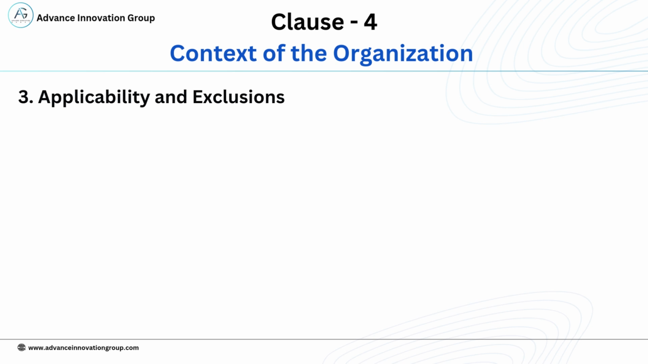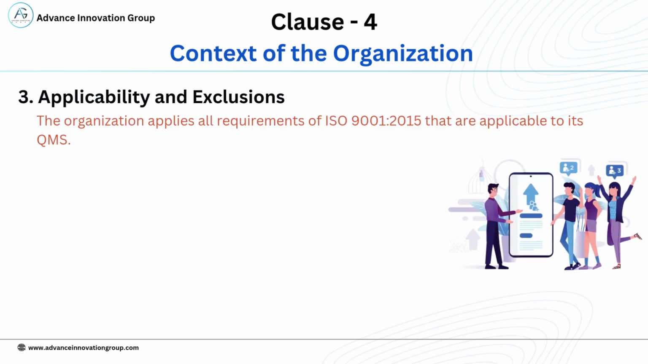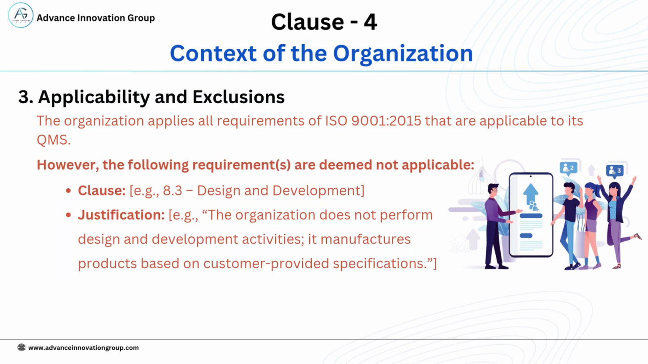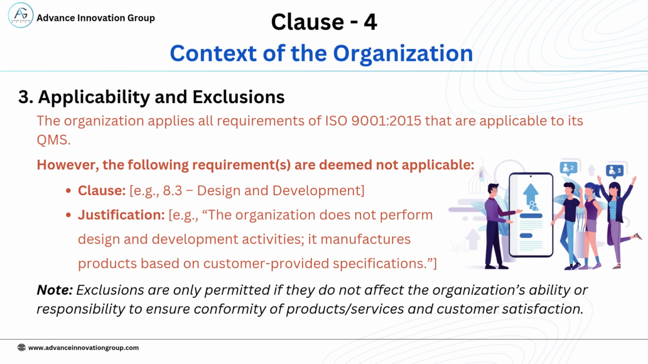3. Applicability and exclusions. The organization applies all requirements of ISO 9001:2015 that are applicable to its QMS. However, the following requirements are deemed not applicable. Clause, e.g., 8.3 Design and development. Justification, e.g., the organization does not perform design and development activities. It manufactures products based on customer-provided specifications. Note: exclusions are only permitted if they do not affect the organization's ability or responsibility to ensure conformity of products and services and customer satisfaction.